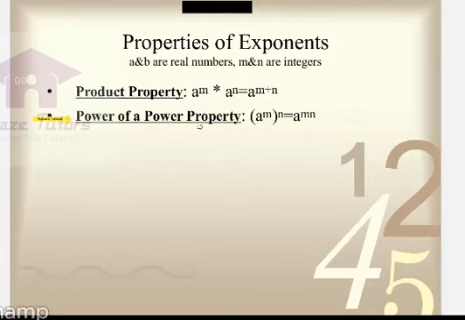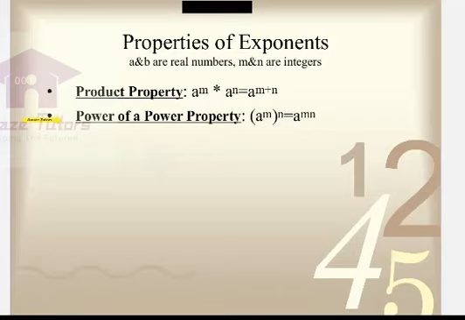Now, power of a power property. If there is more than one power for the same single base, we can make use of this property. You need to multiply the exponents or indices. In this case, the indices are m and n. So, a power m times n, which can be written as a power mn next to each other. So, this is property 2.